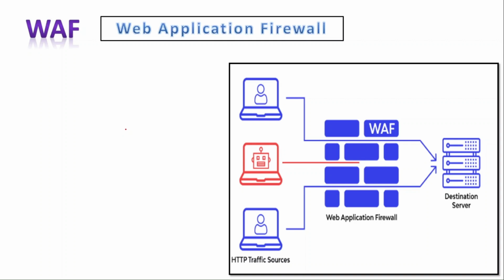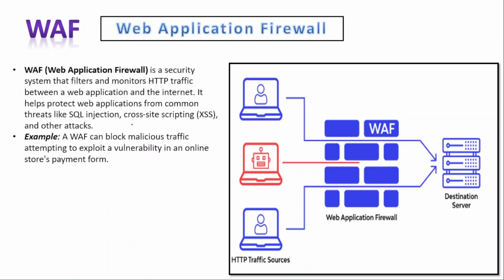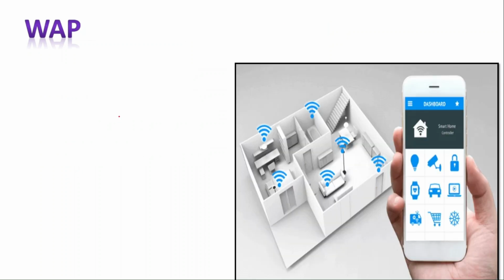WAF, that is Web Application Firewall. So WAF or Web Application Firewall is a security system that filters and monitors web HTTP traffic between a web application and the internet. It helps protect web applications from common threats like SQL injection, cross-site scripting, and other attacks. Example, a WAF can block malicious traffic attempting to exploit a vulnerability in an online store's payment form.